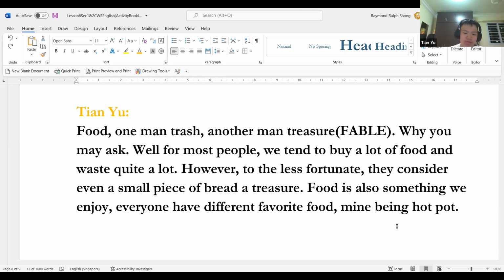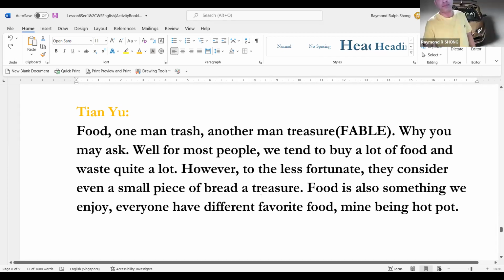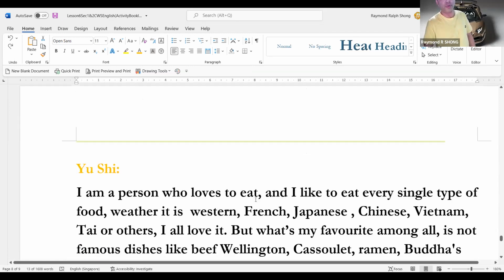Mine being hot... I think I really agree with you. A piece of bread is also a treasure, I tell you. Especially during the 7 days when I was COVID-19 positive, quarantined at home. Most of the time I was eating bread. Wow, so I find bread is really not just for hunger, but also something like marvelous food, something better than 佛跳墙 and that kind of stuff. Okay, thank you. Back to you, Yishi.